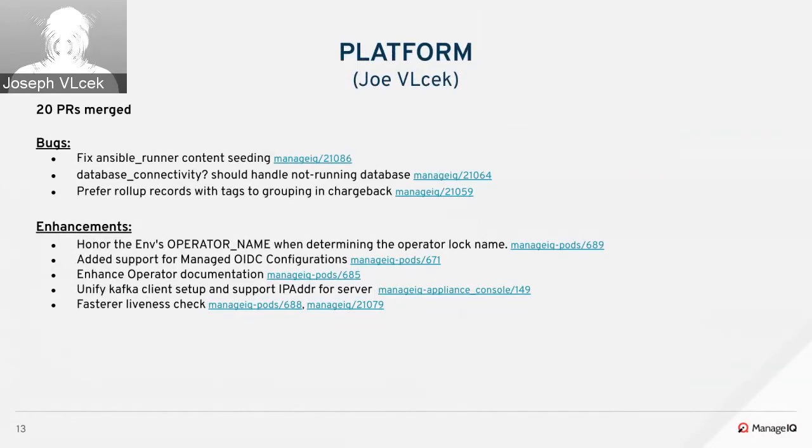Jason fixed one related to seeding Ansible Galaxy roles. He also fixed a bug where database connectivity checks would fail if the database was not running at all. And Libor fixed a bug in the tag group feature of chargeback reports, which was an issue when the metric rollups didn't have any tag names.